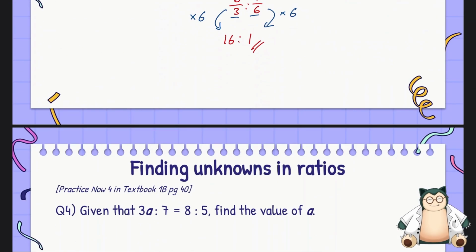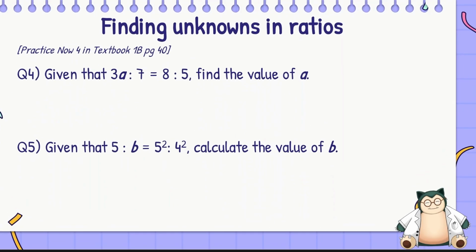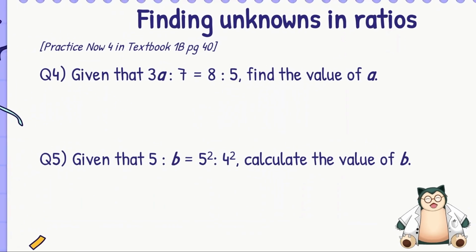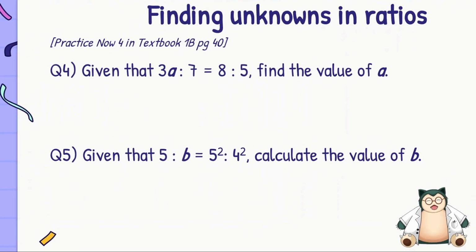Okay, question 4. This is a question that's adapted from the textbook on page 40, where we have to use algebra to find unknowns in ratios.